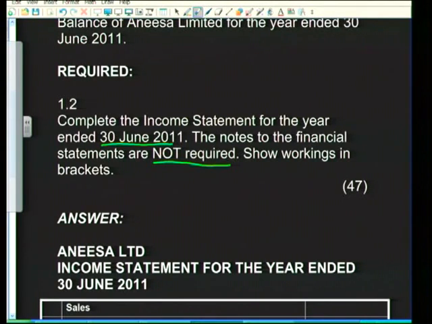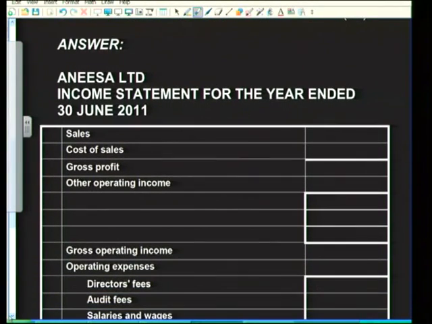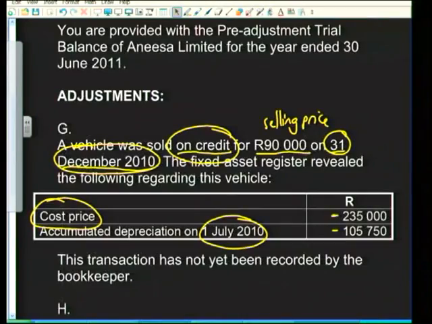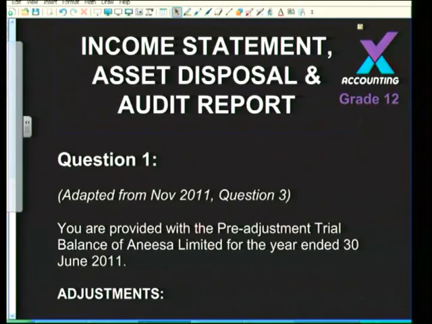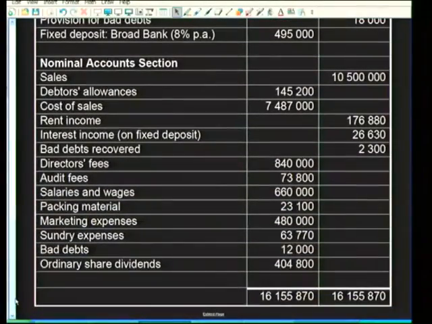We also have to bear in mind that we must show our workings in brackets. So your first step in doing an income statement is always to look at the information that has been given to you and to put the numbers that you already know in brackets next to the appropriate description in the income statement. So what you should do is look at the pre-adjustment trial balance, which is given to us over here. Here's the information. And when we're doing the income statement, we're only interested in the nominal account section, because we know that the nominal account section is what's relevant to the income statement.